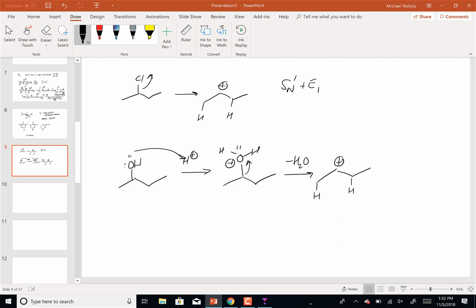Now I have my alpha carbon with my 2 betas, HA and HB. Which one am I going to lose to form the major product? B? Well, I'm going to lose both, but which one to form the major product? B. So minus HB plus, and what does that give me? That gives me my more substituted alkene.